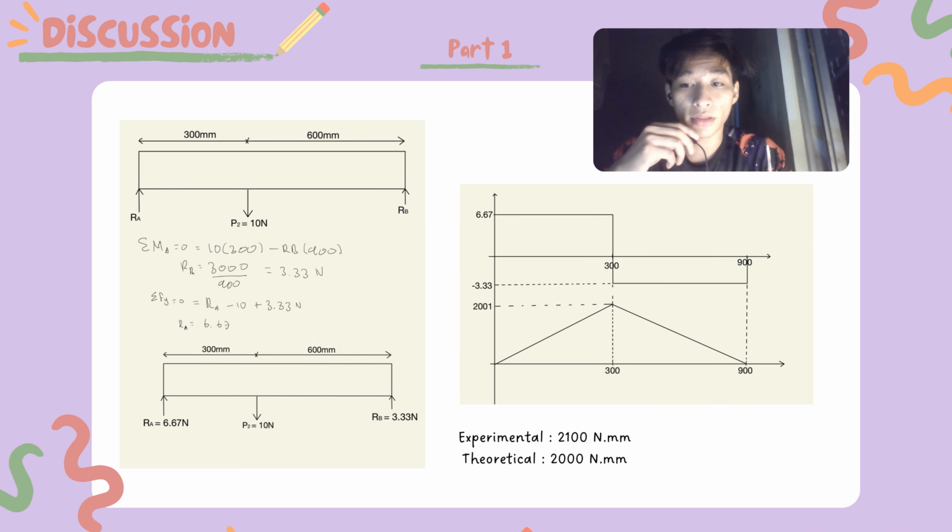Next, when P2 is loaded with 5 Newton, by using the formula moment is equal to 0 and force in Y is equal to 0, we get RB is 5/3 Newton and RA is 3.33 Newton. And the experimental moment is 900 millimeter and the theoretical is 999 Newton millimeter.